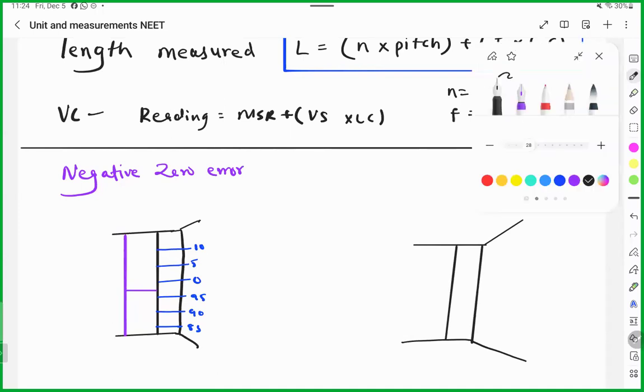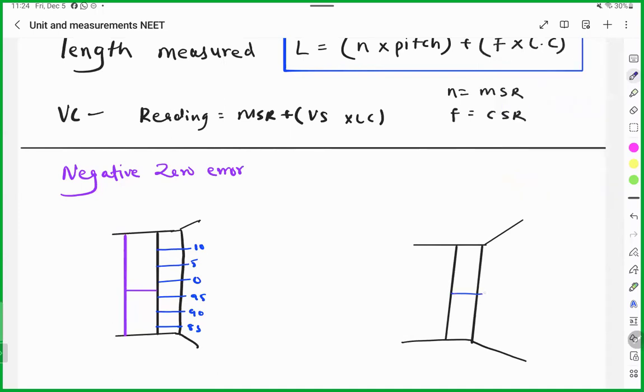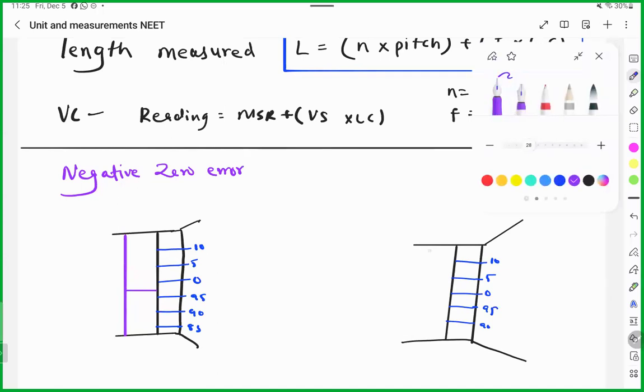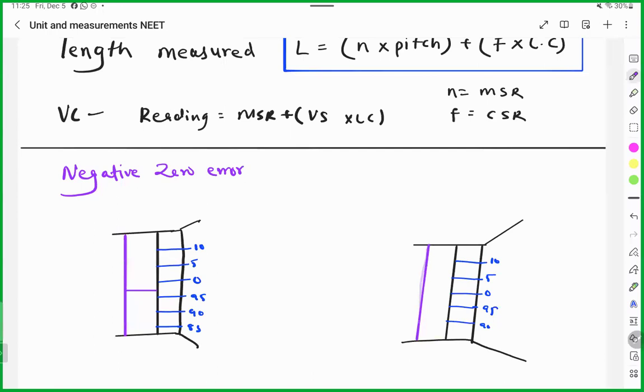Right? So the same way, here it will be 0, then 5, then 10, 15 like this. Here 95, 90, and like this, going back. If the main scale reading is more than 0, like here, then you will call it positive zero error. Understood, guys? Any doubt? When more than 0, positive; less than 0, negative. Understood?